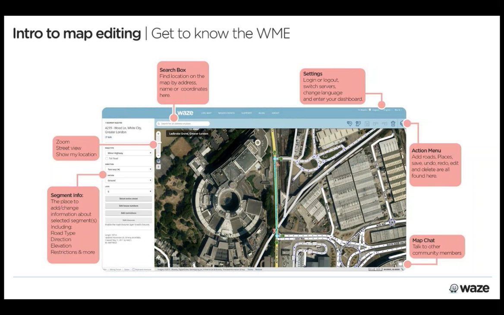Over on the left, you'll see segment info. This is where, if you click on a segment on the map, you'll see all the associated info. And as we go into the map editor, we'll show how to change and when to change the different information under segment info. You have zoom and street view, and you can do that pretty easily by just zooming in or out or dragging street view over a road.